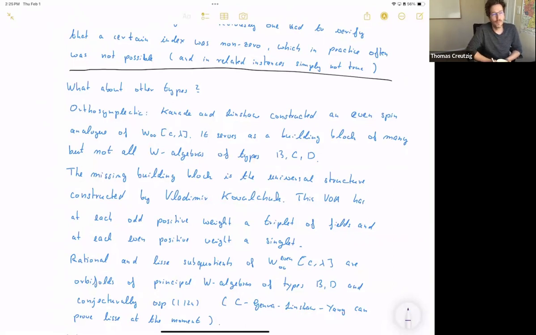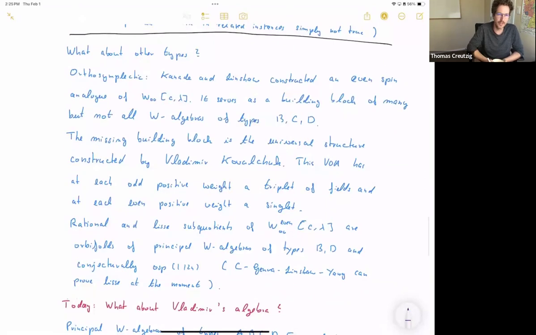Yeah, it basically shares all analogous properties as the W infinity, but now for type BCD. But with one crucial difference: if you look at the W algebras of type BCD, you very quickly observe that with the even spin, they can't be all the building blocks. They will be fine for a nice class of important elements, but there are missing building blocks, and these missing building blocks exactly look like what Vladimir has constructed.